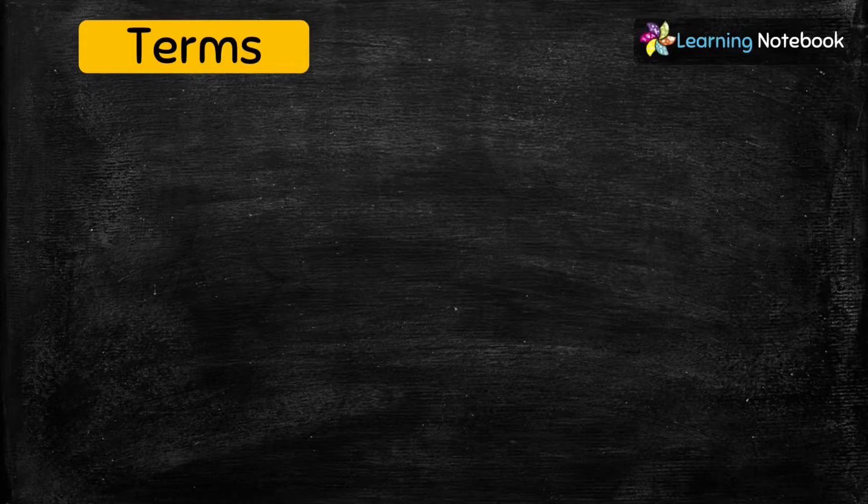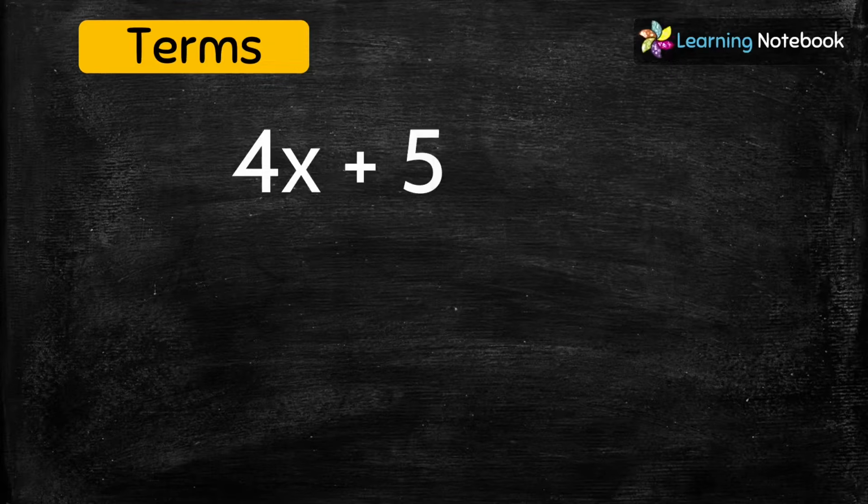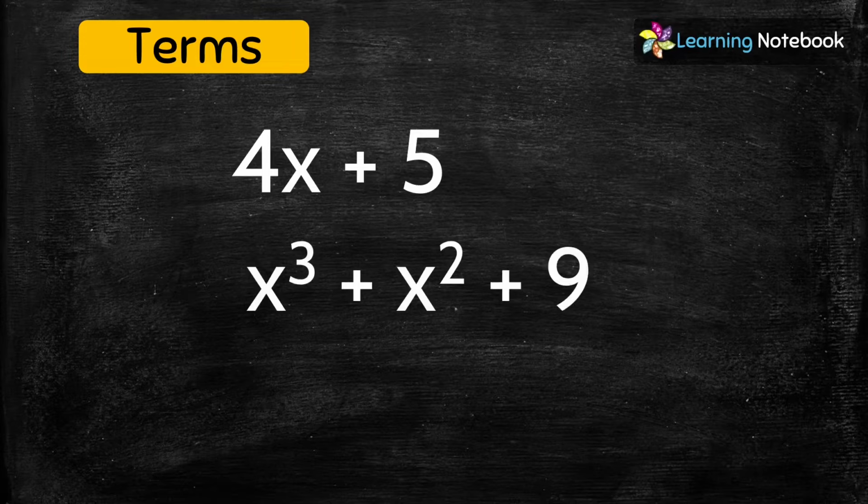So let's start and first understand what are terms. Consider a polynomial 4x plus 5. It has two terms, 4x and 5. Similarly, let's take another polynomial x cube plus x square plus 9. This polynomial has three terms, x cube, x square and 9.